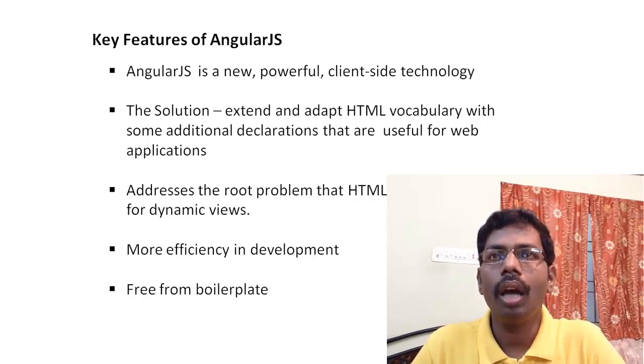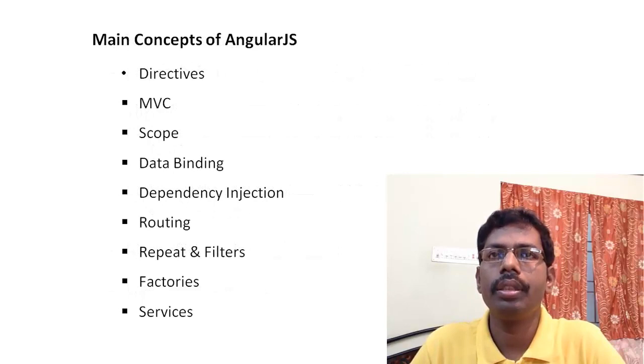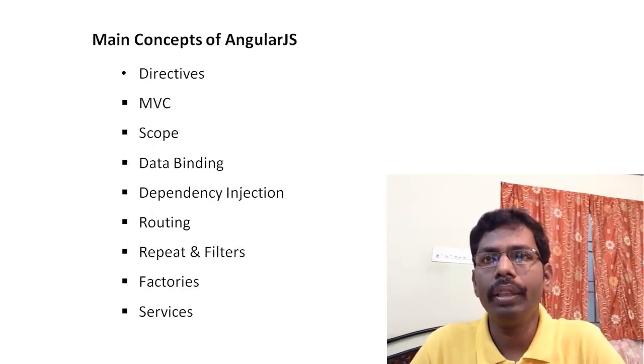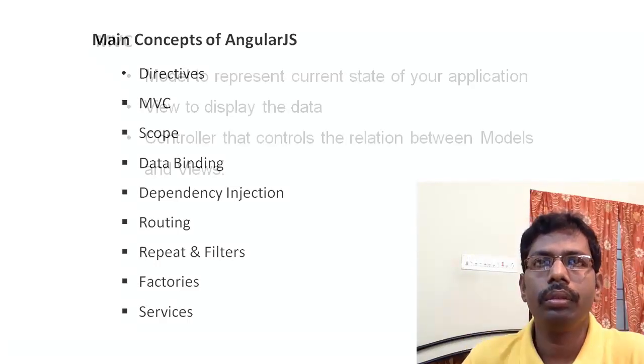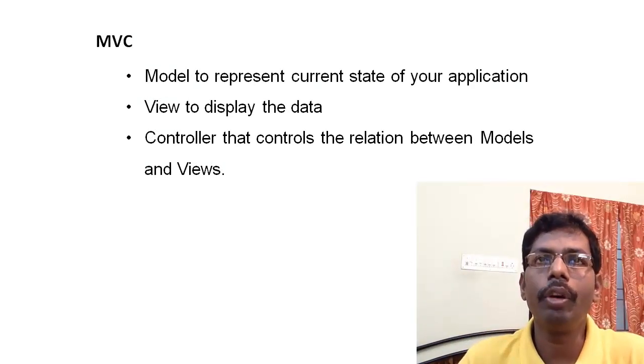I will cover what I consider to be the most essential features and how they can help make your next web applications awesome. The main concepts of AngularJS are directives, MVC and scope, data binding, dependency injection, routing, repeat and filters, factories and services. In AngularJS, first I am going to see MVC.